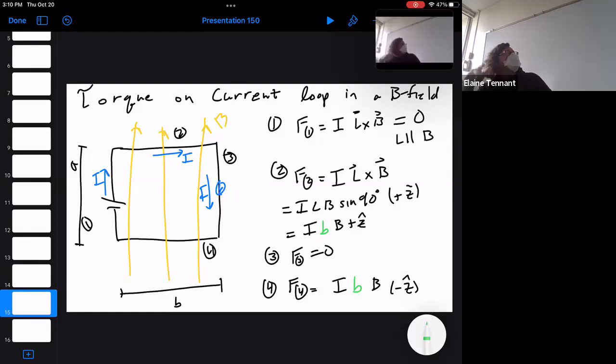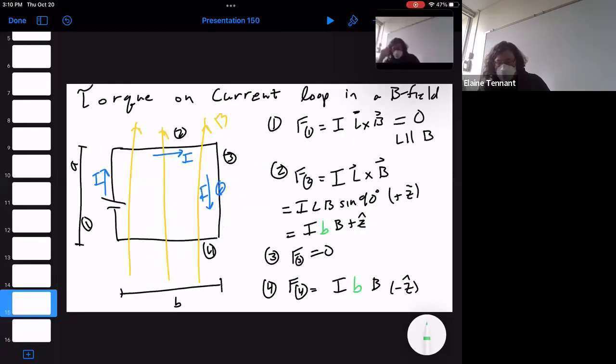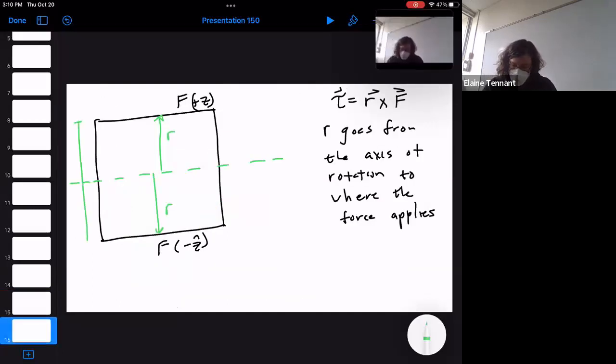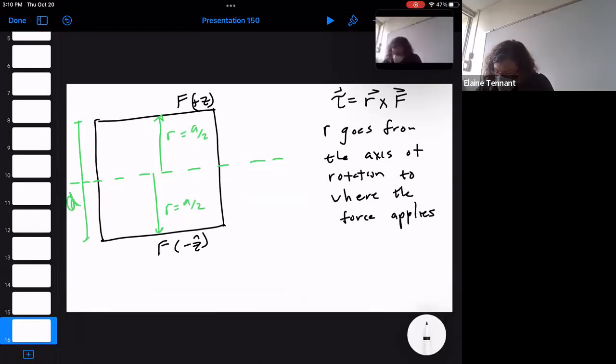So that which is good, because in terms of A, what is our radius going to be? Where A is the length of this guy's A. Yeah, so just A over 2. Excellent. Okay, so that means if I want the net torque, I want the torque on the top plus the torque on the bottom.